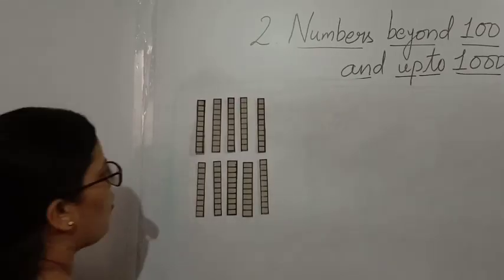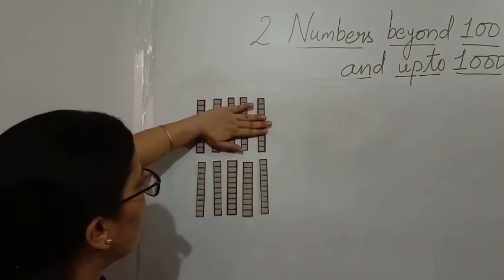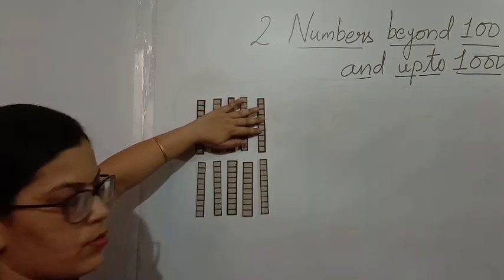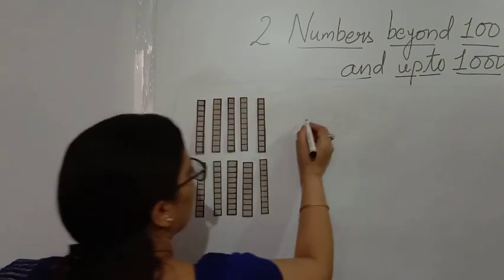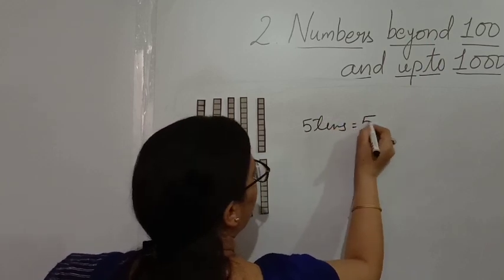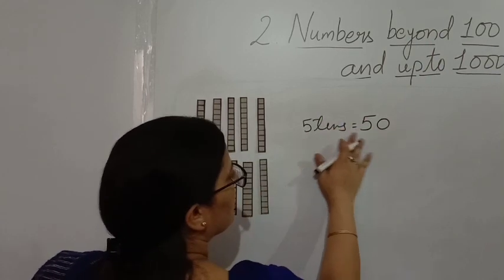Okay, so now if 5 tens are there, then 1, 2, 3, 4 and 5. 5 tens. Okay, then 5 tens is equal to how many? What will be the number? 50. Okay, 5 tens is equal to 50.